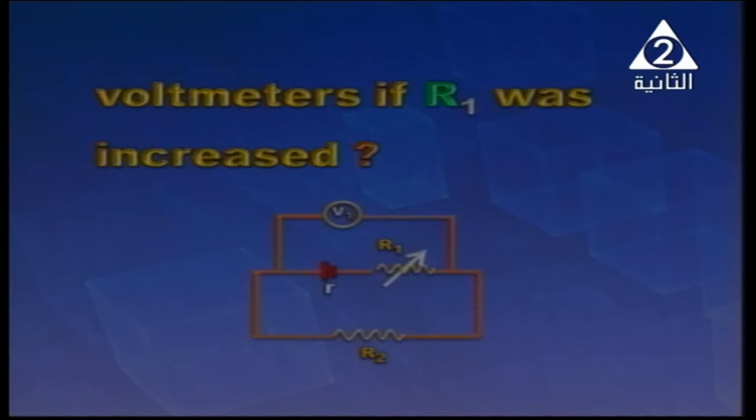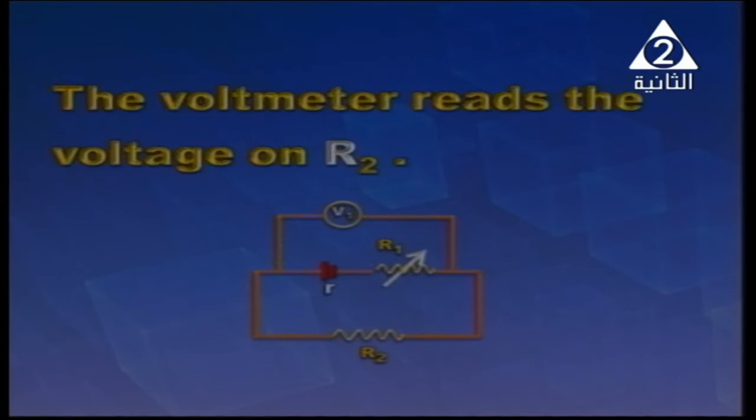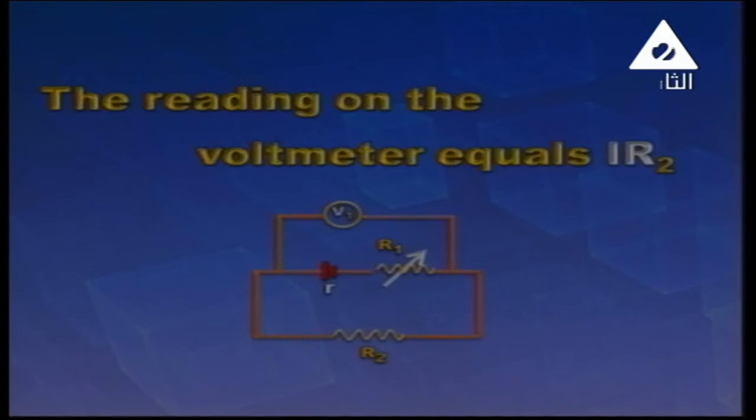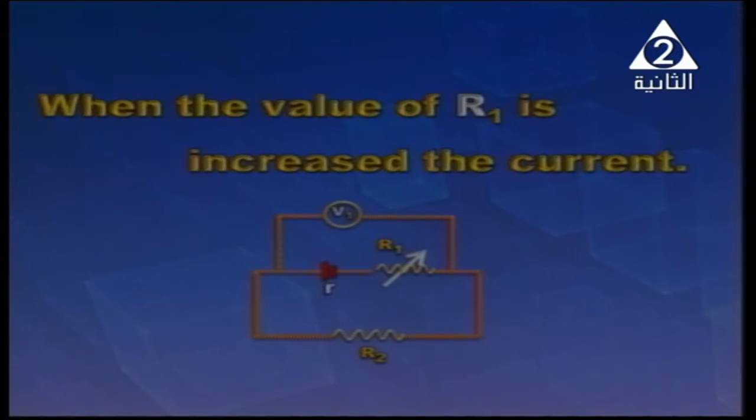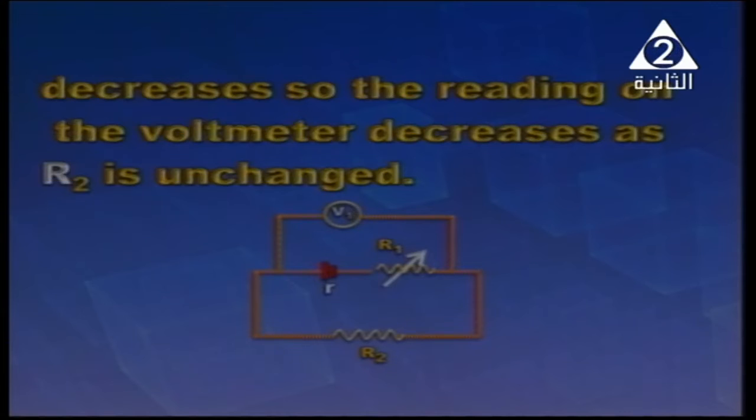R2 is constant, so it depends on the current. It is proportional to the current. Okay. The voltmeter actually reads the voltage across R2. The reading of the voltmeter equals I R2, as I said. When the value of R1 is increased, the current decreases. So the reading on the voltmeter, which depends on the current, decreases as R2 is constant, unchanged. Okay? So when R1 is increased, the current decreases, V1 decreases.